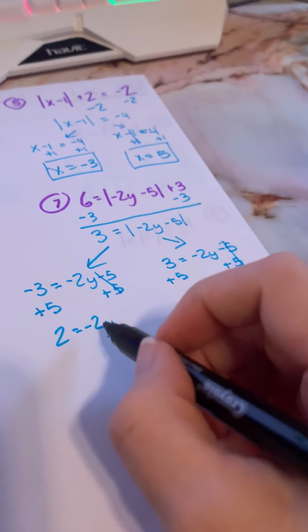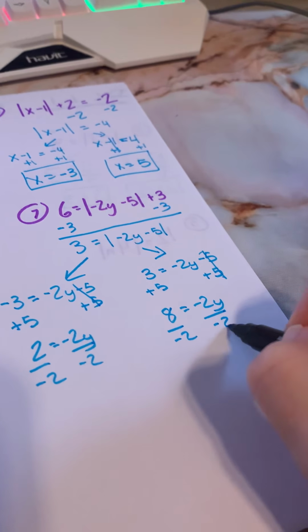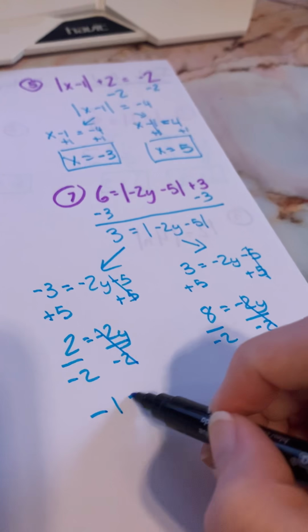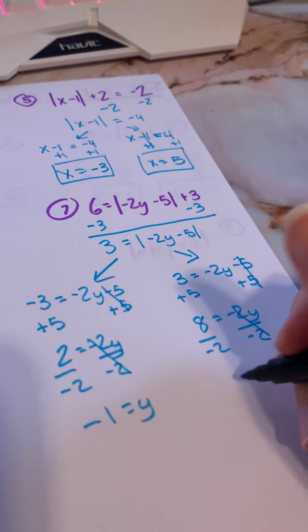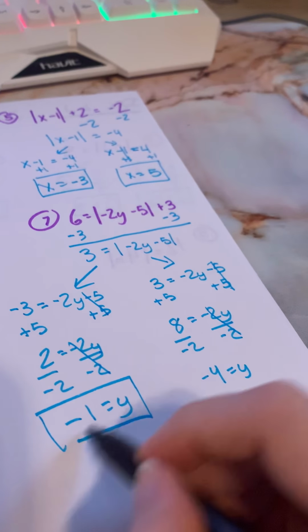To move the negative 2, we'll divide by negative 2. Negative 1 equals y. Negative 4 equals y. There you go.